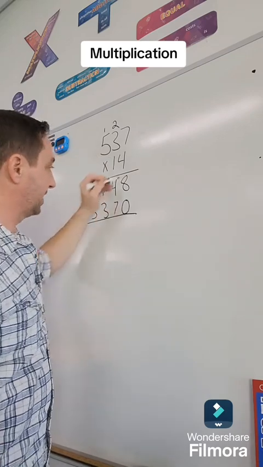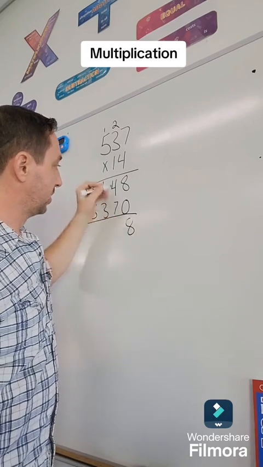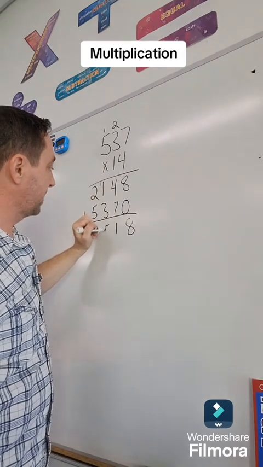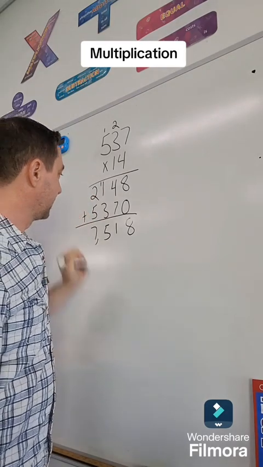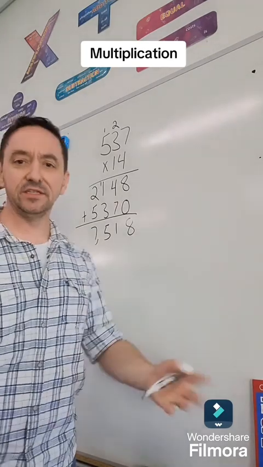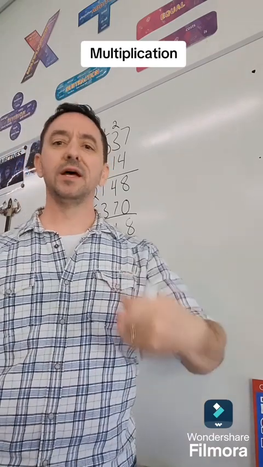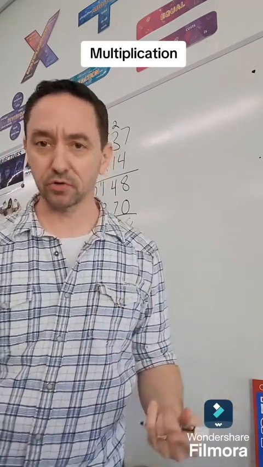Finally, I'm going to go and I'm going to add these up. 8 plus 0 is 8. 4 plus 7 is 11. Regroup my 1. 1 plus 1 plus 3 is 5. And 2 plus 5 is 7. Now, 7,518. You're asking yourself, well, how do you know that's right? Well, I'm going to check if it's right by solving the problem the second way using partial products.